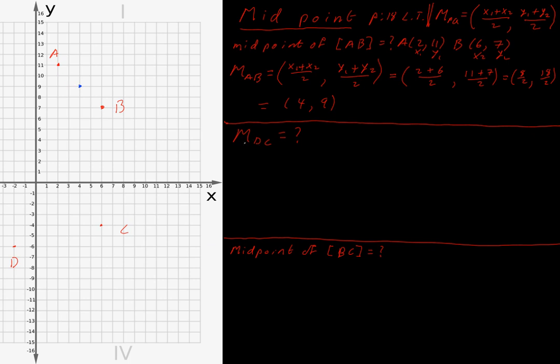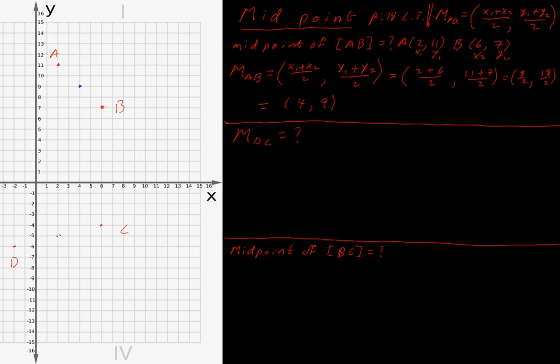Now, this is, what is the midpoint of DC? Well, where's DC? So I have my 2 points here, D and C, and this one is far enough apart that I'm not really too sure where the midpoint is going to be, but I think it will be somewhere around there.